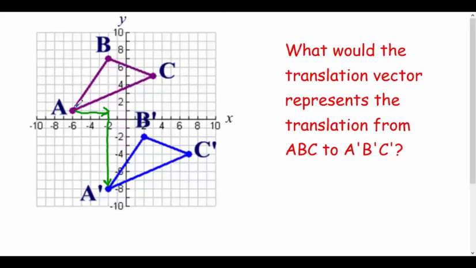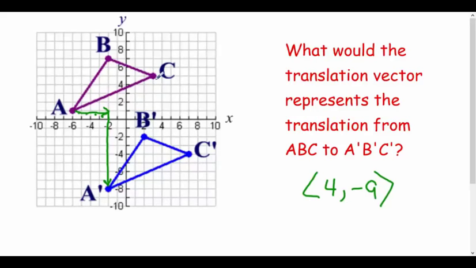So it's moving from A to A prime, 1, 2, 3, 4. And it's moving in the y direction down, so that's negative. 1, 2, 3, 4, 5, 6, 7, 8, 9. So this would be a negative 9. So if you wanted to represent your translation vector for this triangle ABC to A prime, B prime, C prime, this would be the translation vector.